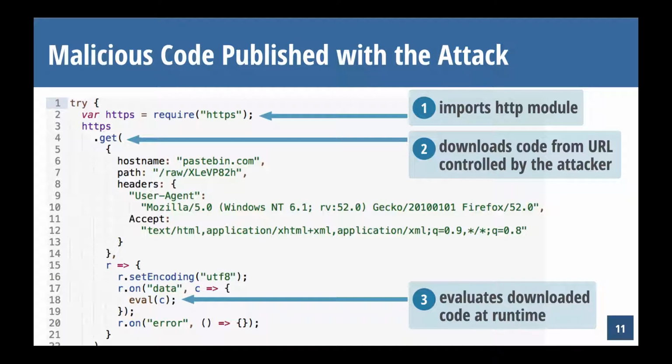First, the code imports the network API. Then, it downloads malicious code from an address controlled by the attacker. And finally, it evaluates or executes the malicious code that was downloaded. You cannot see the malicious code downloaded here, but it contains code that reads the npm credentials in the file system and sends them over the network.